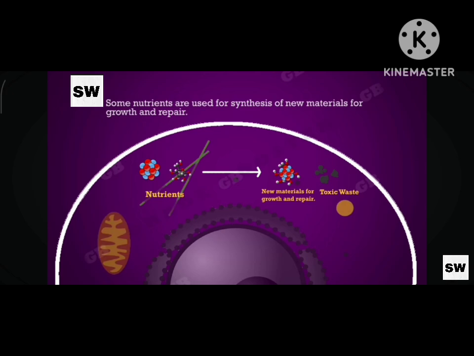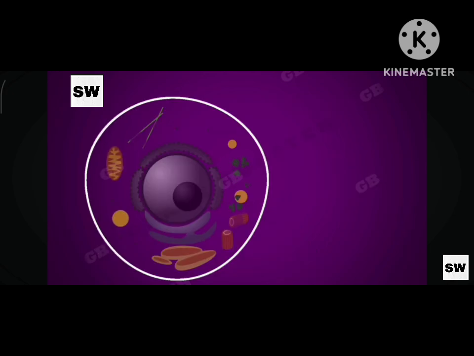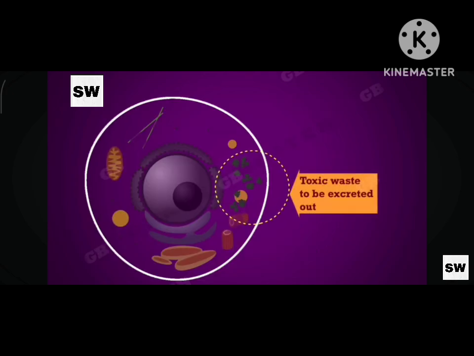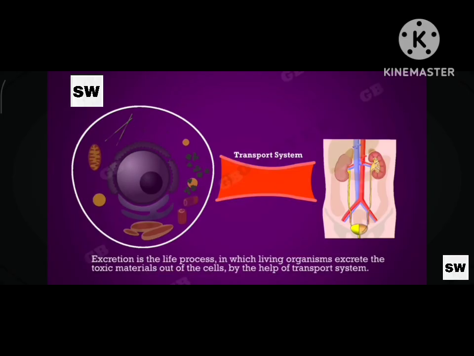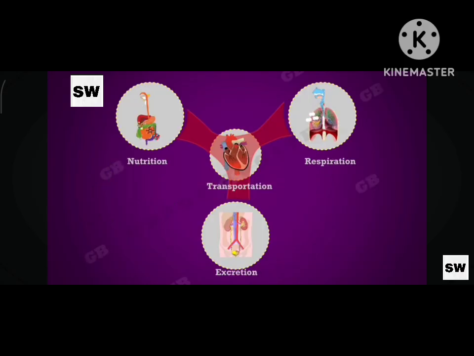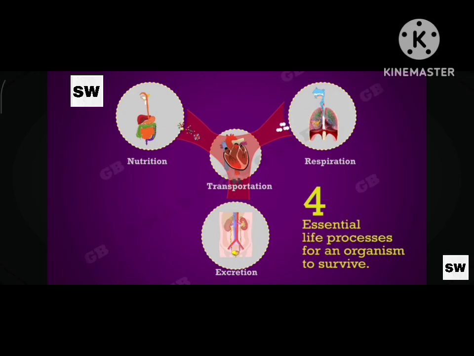While carrying out the above activities, cells generate certain molecules which are toxic and have to be excreted out of the body. Excretion is the life process in which living organisms excrete the toxic materials out of the cells with the help of the transport system. Transportation is the life process that helps in the transport of materials in nutrition, respiration, and excretion. So nutrition, respiration, transportation, and excretion are the four life processes essential for an organism to live.